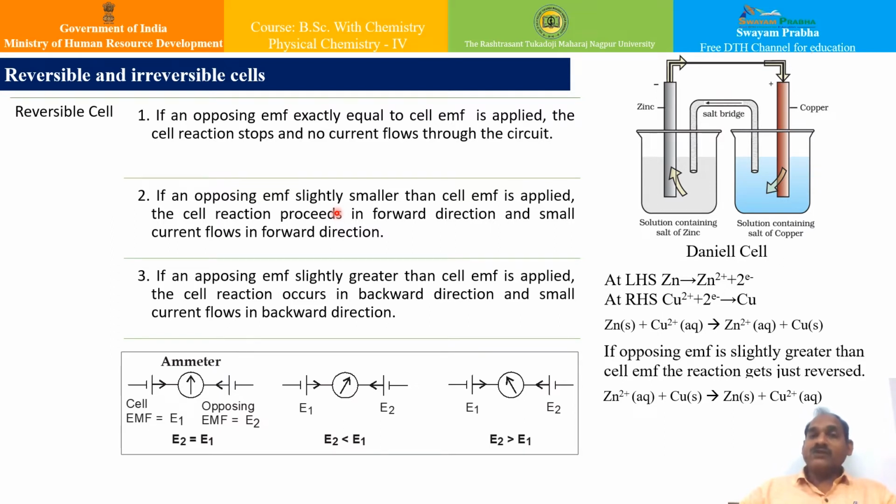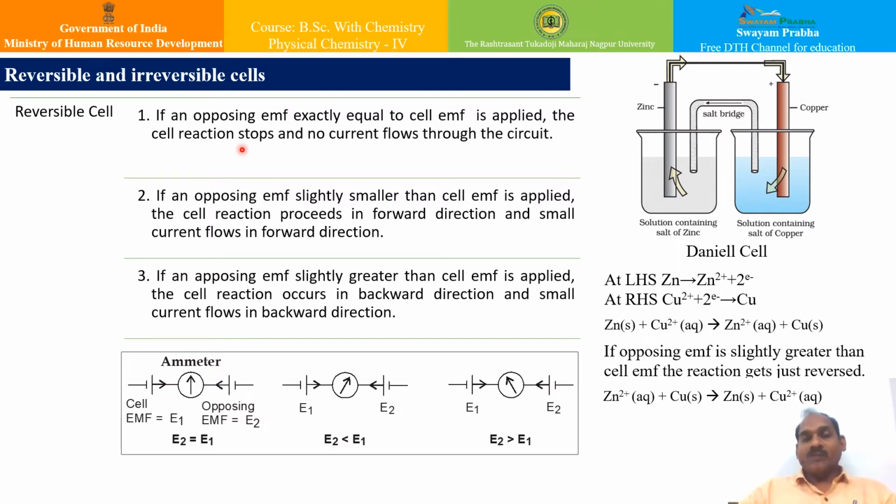Now a cell is said to be reversible if it fulfills three conditions. Which are these three conditions? They are given over here. Number one is that if an opposing EMF exactly equal to the cell EMF is applied, the cell reaction stops and no current flows through the circuit. So the first condition is that if an opposing EMF exactly equal to the cell EMF is applied, the cell reaction stops and no current flows through the circuit.